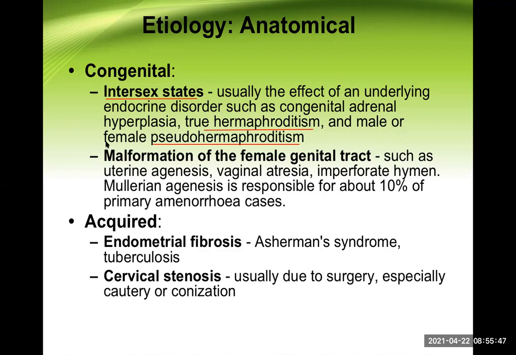Whereas if the genotypic sex is female, that is XX, but the external appearance is like a male, we call that female pseudohermaphroditism. There are different causes for that. One of the important causes is congenital adrenal hyperplasia. You will study this in endocrinology of internal medicine.